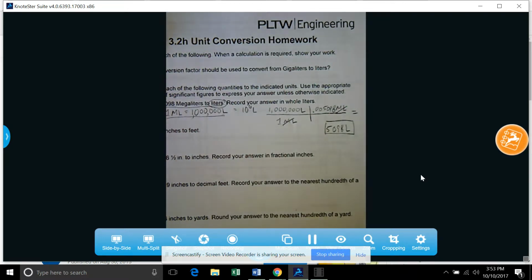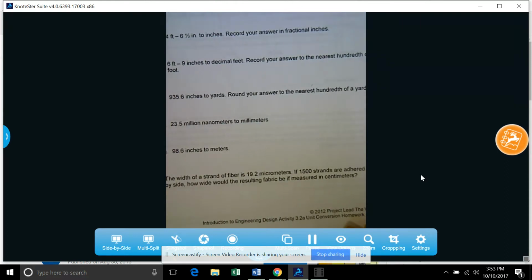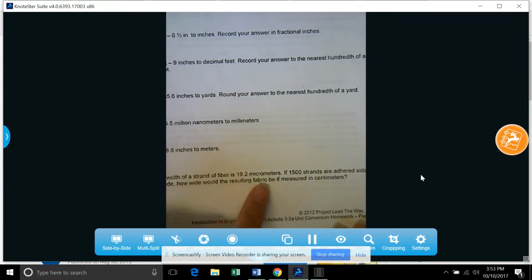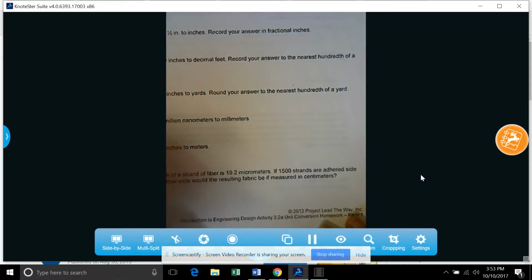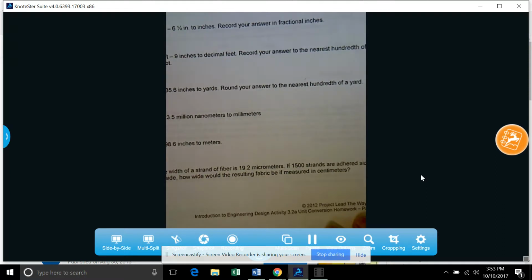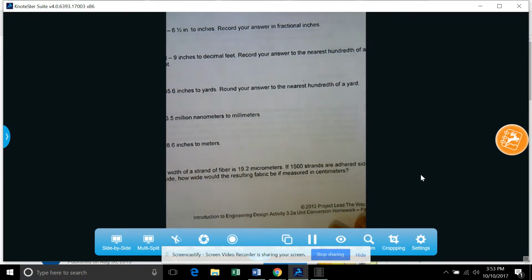Let's do one that maybe is a little bit more involved. So look at number 3 at the bottom of the page. It says the width of a strand of fiber is 19.2 micrometers. If 1,500 strands are adhered side by side, how wide would the resulting fabric be if measured in centimeters? So we need some relationships to begin this problem.